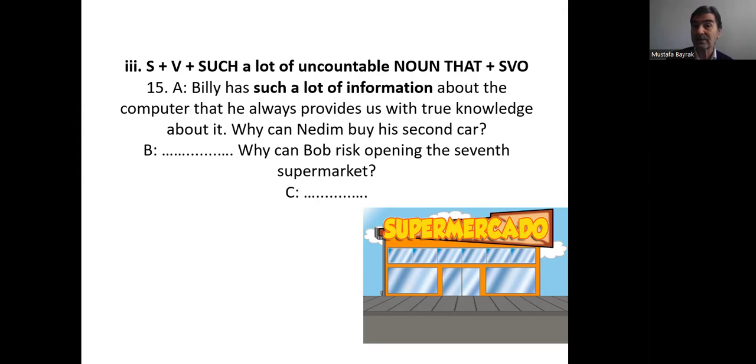So Bob is determined to open the seventh supermarket. Yes, we can say Bob has like this. Bob has such a lot of money. Bob has such a lot of money that he can risk opening the seventh supermarket.